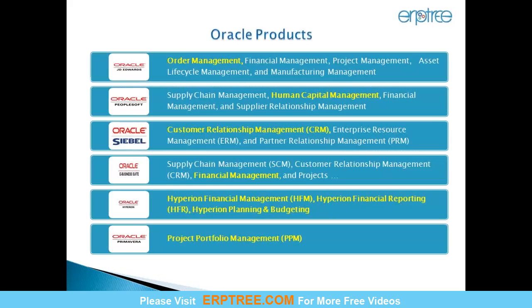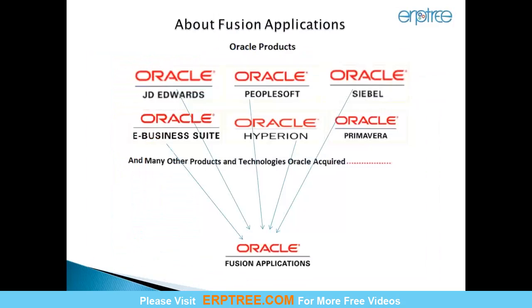See here, this slide talks about that. From JD Edwards, they took the solution called order management. From PeopleSoft, human capital management. From Siebel, they took the CRM solution. From Oracle E-Business Suite, they took financial management, and from Hyperion, they took the reporting capabilities and HCM, human capital management. From Primavera, they took project portfolio management. That means from different ERP products and other enterprise applications, they took the best solutions. By taking these different solutions, they built an application called Fusion applications.